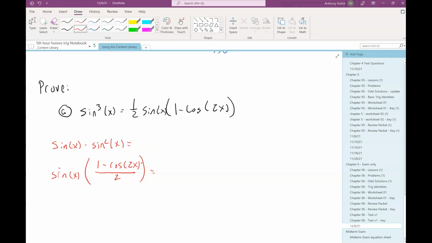And I notice that I have here 1 minus cosine 2x all divided by 2. I know that dividing by 2 is the same as multiplying by a half. And I can multiply in any order I want, so I can pull that 1/2 all the way out to the front. And that's what I need. That ain't too bad.